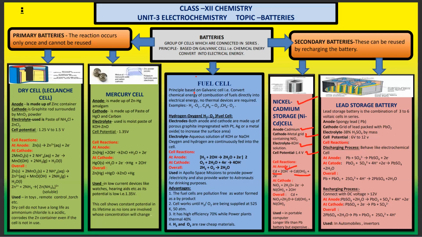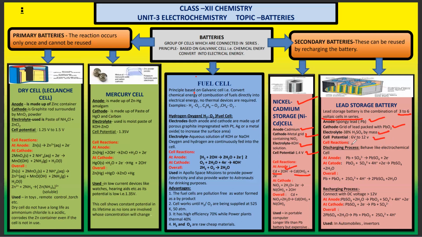Okay, now the very common secondary battery, that is the lead storage battery. It is a combination of 3 to 6 voltaic cells which are connected in series. Anode is made up of spongy lead. Cathode is made up of PbO2 with lead grids. Electrolyte is sulfuric acid, that is 38%. Its cell potential is 6 volt to 12 volt.